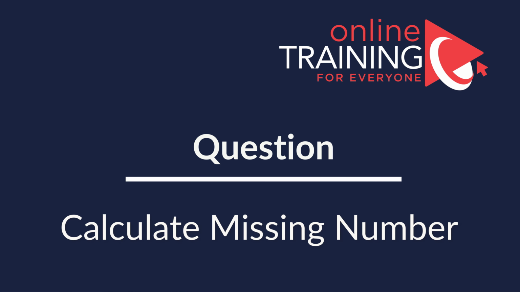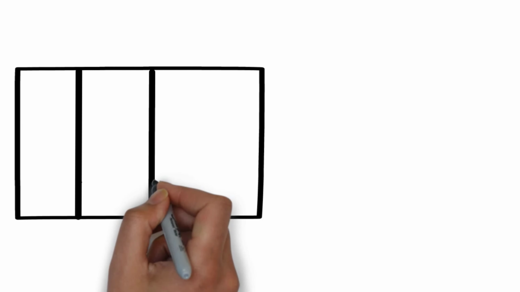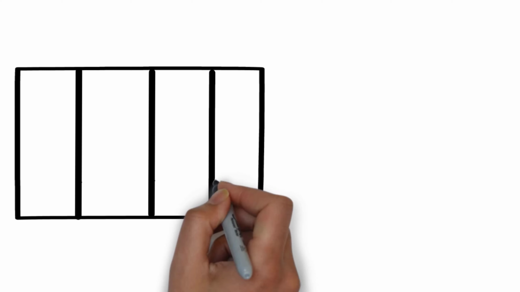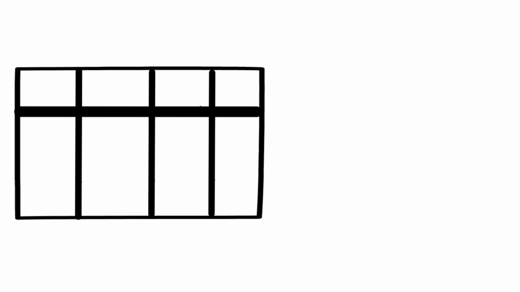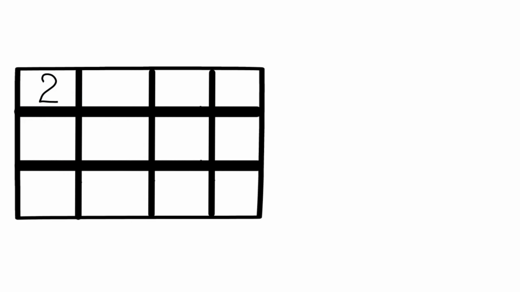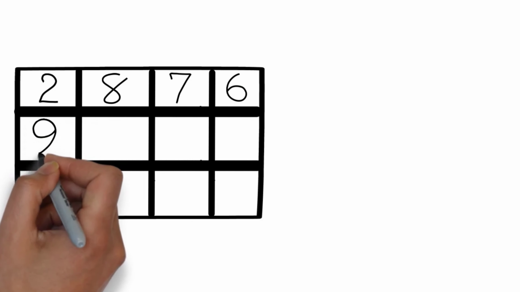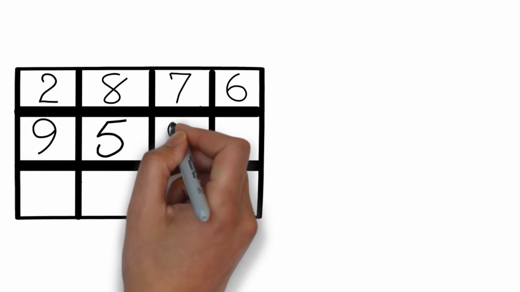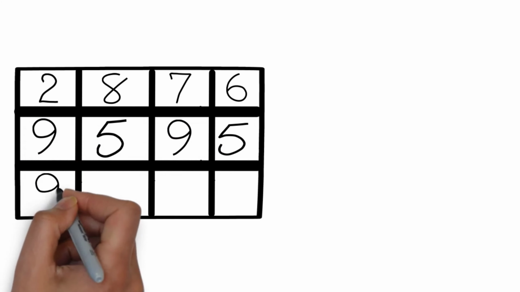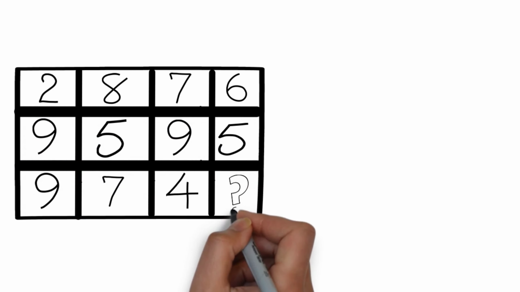Here's one of my favorite questions because it is very frequently used in the test. You're presented with the matrix, 4x3 matrix. Each cell in the matrix has numbers. For example, first row in the matrix has numbers 2, 8, 7, and 6. Second row has numbers 9, 5, 9, 5. And the third row has numbers 9, 7, 4, and one number in the bottom right corner is missing.